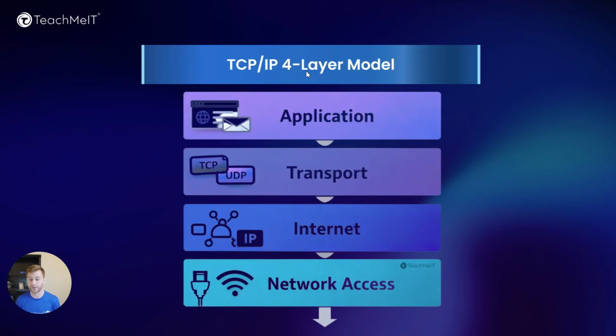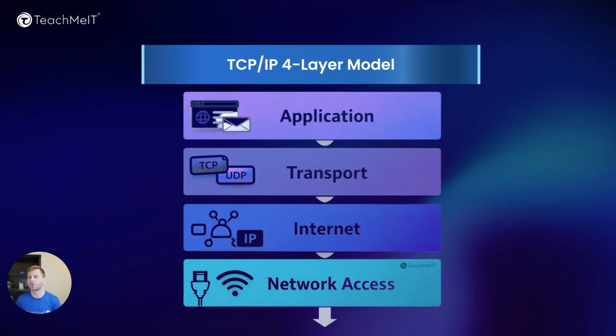Moving on, here's a 4-layer model where you can understand this. Application goes to transport, goes to internet, to network access. There is what's known as a 7-layer model, but you don't need to know that. Don't focus on understanding the OSI model or the 7-layer model. Focus on this very simple 4-layer model for now.